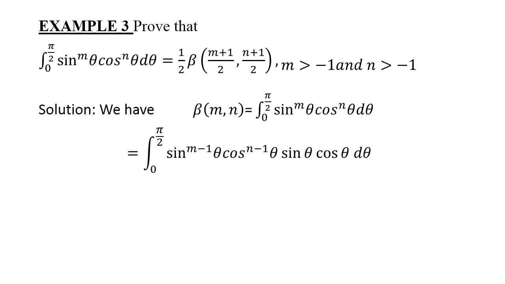We have the integral from 0 to pi by 2 of sin to the power m theta cos to the power n theta d theta, that equals the integral from 0 to pi by 2 of sin to the power m minus 1 theta cos to the power n minus 1 theta times sin theta cos theta d theta.